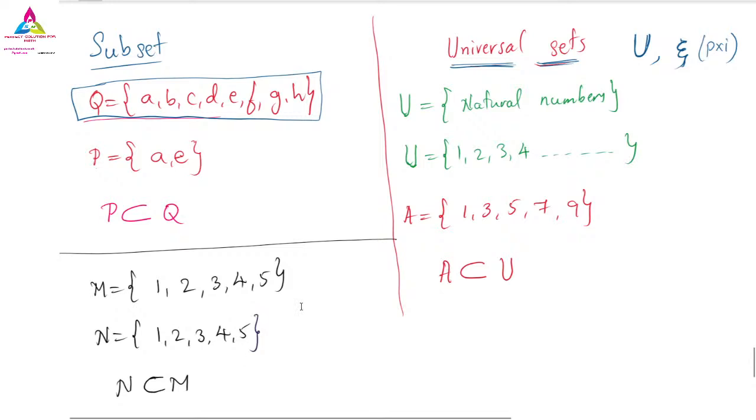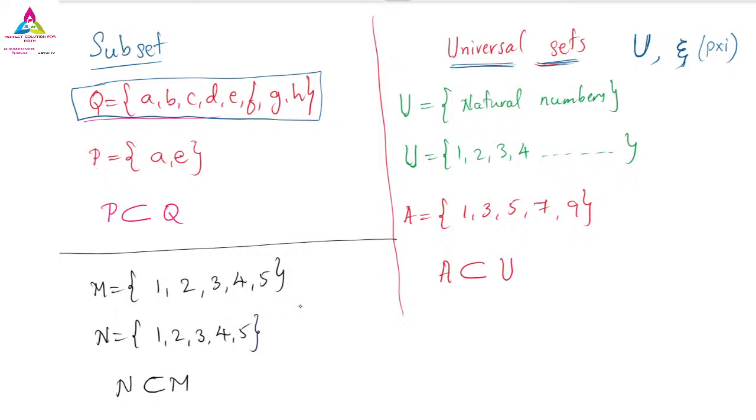I am asking, M equals {1, 2, 3, 4, 5} and N equals {1, 2, 3, 4, 5}. So whether I can write that N is a subset of M, or I can't take that N is equal to subset of M. Yes, very good, Prema. Here we can take that N is a subset of M. Why can we take that N is a subset of M?